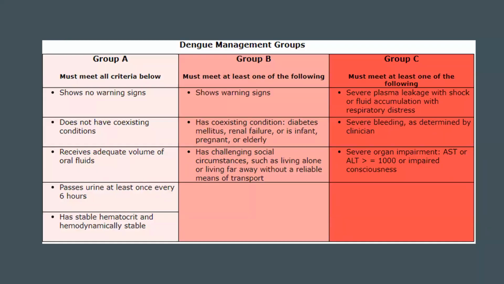Okay, so dengue management yang apa in shock, compensated shock, severe shock semua tu kena admit. And apa yang can be discharged: good oral intake, passing urine normal. And also hemodynamically stable, can be discharged with reassessment.